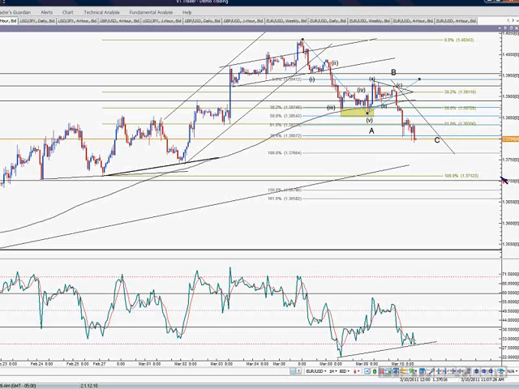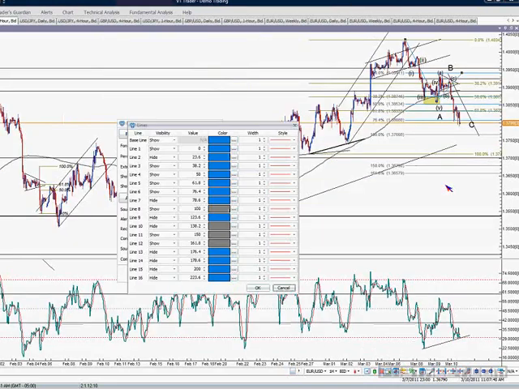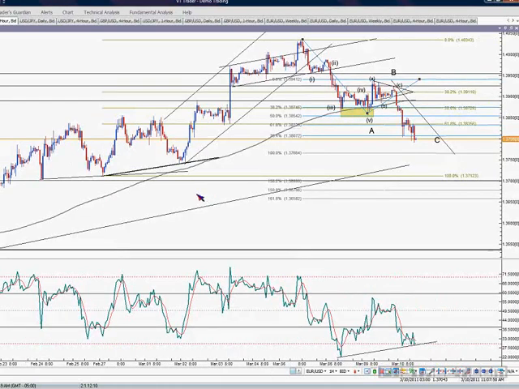So 1.37 is a very important pivot, and we know 130. Let's also put down the 138.2% expansion. This is the area where we're looking for support for an extended C wave. So basically, we're going to be eyeing this whole area for support.